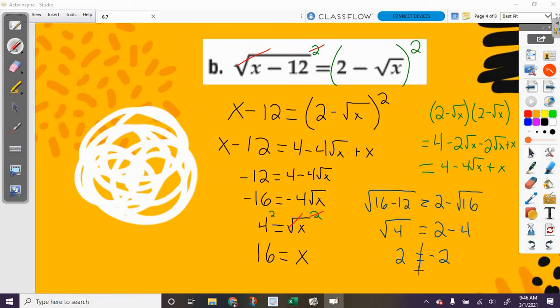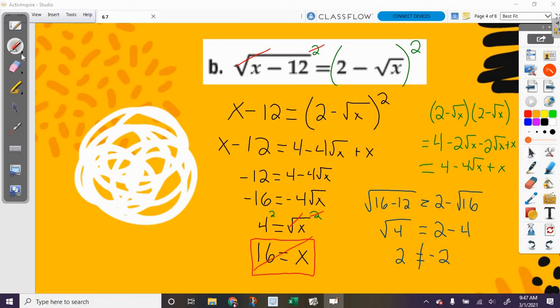So because we had to square both sides, basically what happened is when I squared the 2, I got 4, and when I squared the negative 2, I also got 4. So when I squared both sides to solve, we basically made that negative go away. But when we look at our final solution, we know that that negative does matter. We know that 2 does not equal negative 2, which means that 16 is that extraneous solution, which means that this does not make it work.